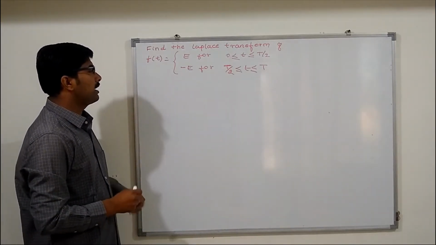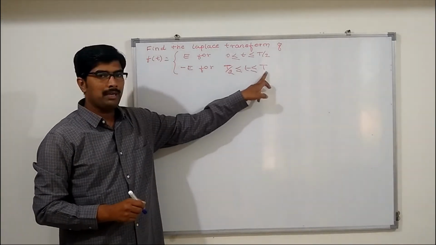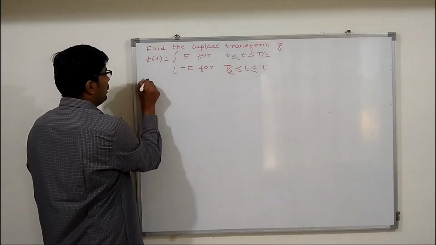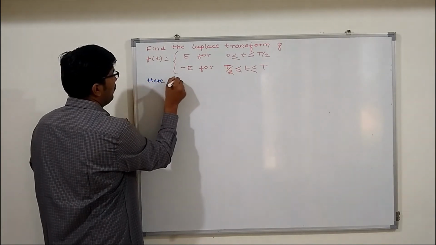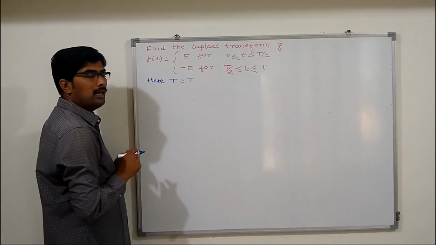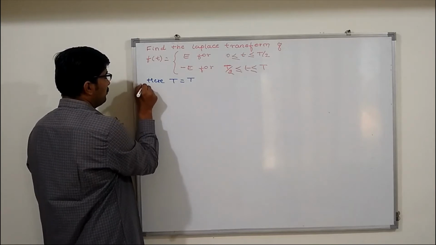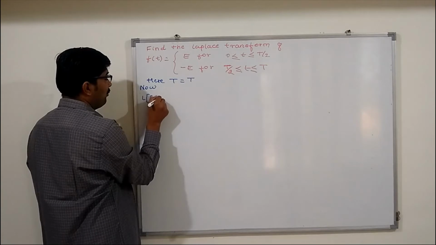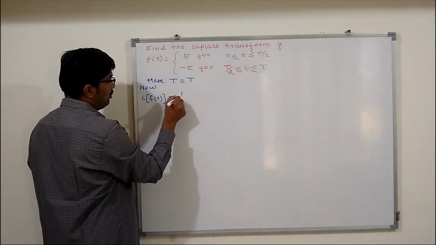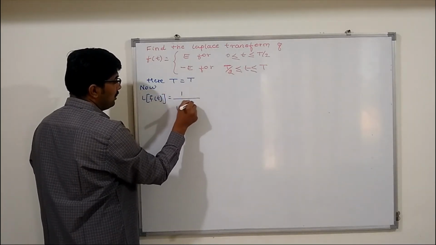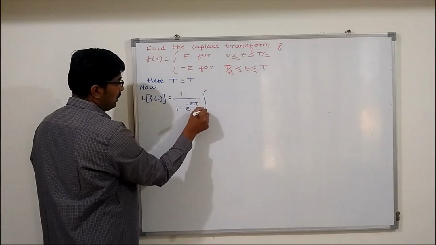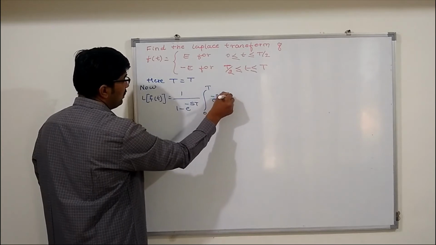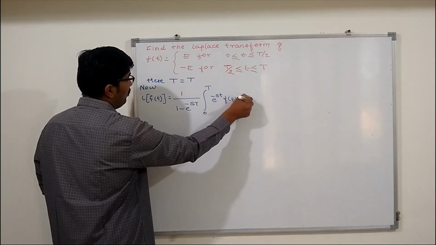Okay. In this case, the limit is running from 0 to capital T, which means this is a periodic function of period capital T. So here capital T is equal to capital T only. By definition, the Laplace transform of f(t) is equal to 1 divided by 1 minus e raised to minus sT, integration 0 to T, e raised to minus st f(t) dt.